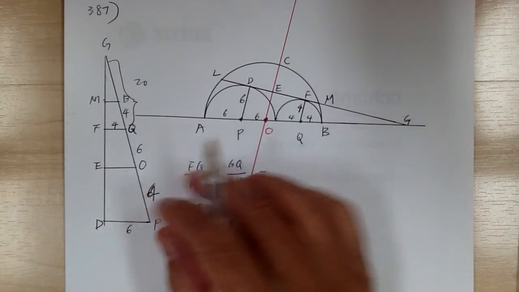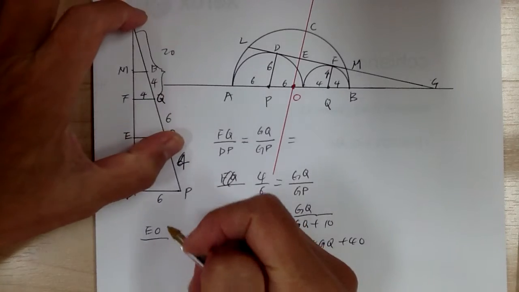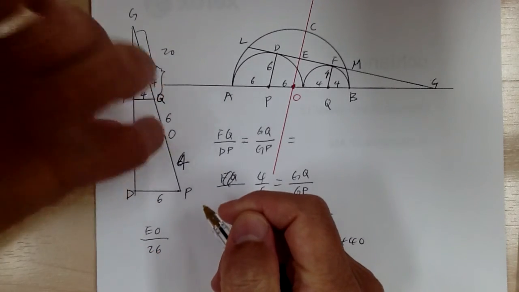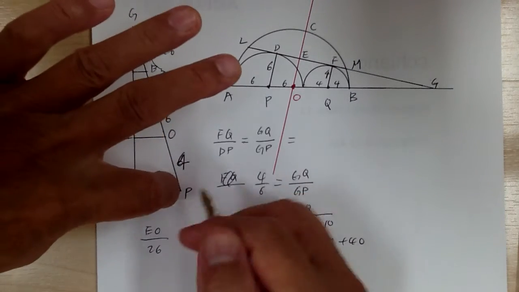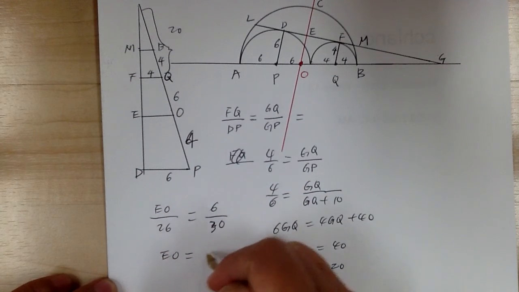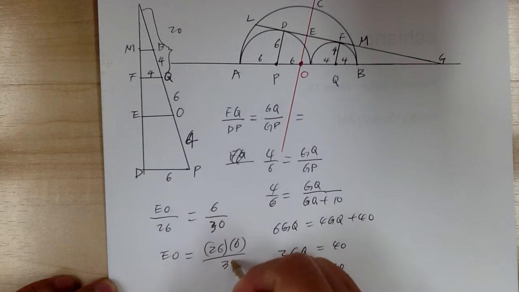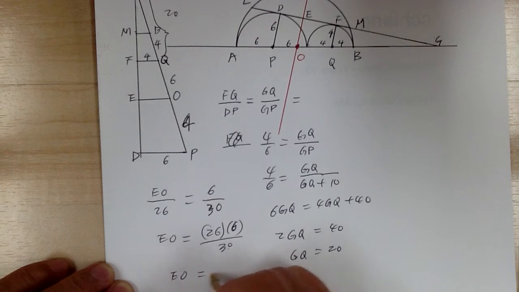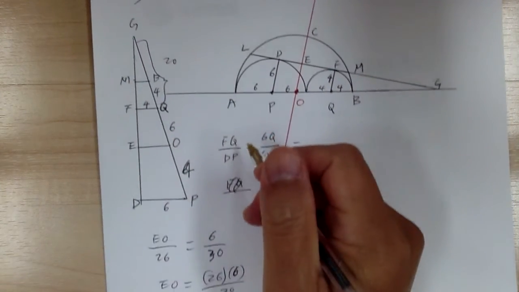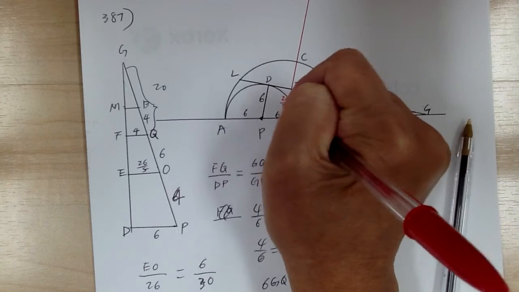So once we do that, we can figure out this part over here. Okay, EO. So EO, so this over that over 26, right? EO, so the bottom over the side equal to the bottom over the side. So EO equal to 26 times 6 over 30. So EO equal to 26 over 5. Okay, so EO equal to 26 over 5. So I'm going to put this over here, so 26 over 5.